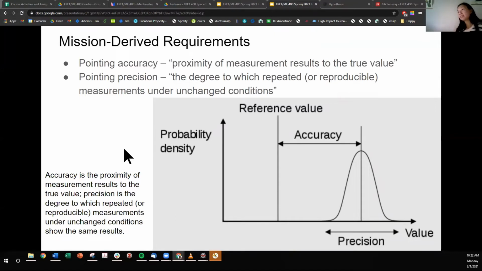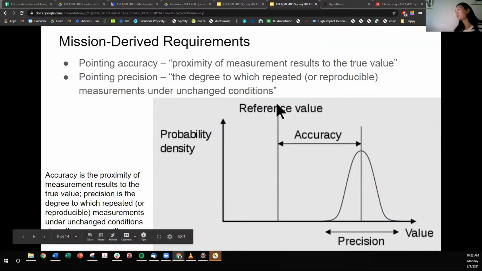And I want to make the distinction here between accuracy and precision. Say you want to get to a certain reference value. So let's say that I want to point perfectly nadir equals 0. So my reference value would be 0. My pointing performance would be at the expected value or mean of this probability distribution. And your accuracy would be that difference between the performance expected value and your reference value.